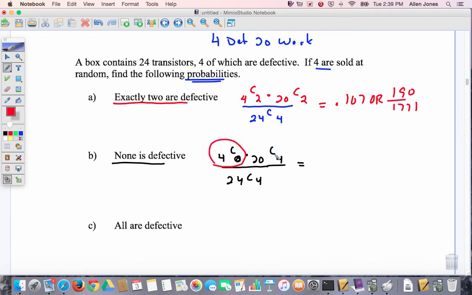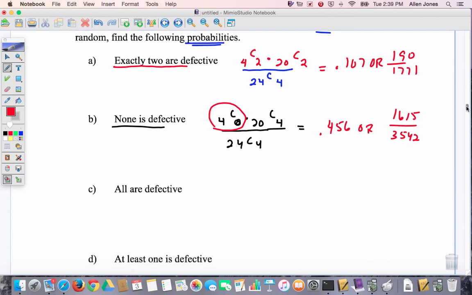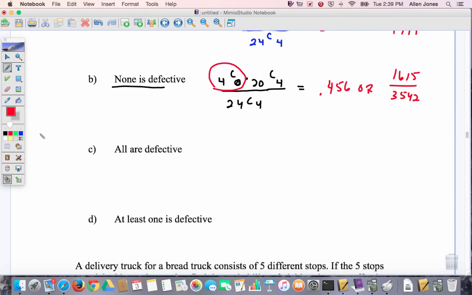Quick little side note here, 4C0, anything that has a 0 second for our C has a value of 1, so it's a little bit of a shortcut with our calculator. 20C4 over 24C4 gets me a decimal of 0.456, or a fraction of 1615 over 3542.